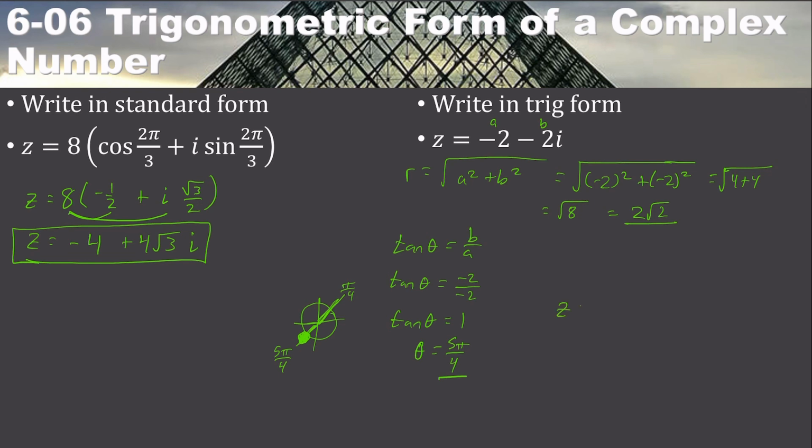So our answer, z, is r cosine theta plus i sine theta. So it's 2 square root of 2 cosine of 5 pi over 4 plus i sine of 5 pi over 4.